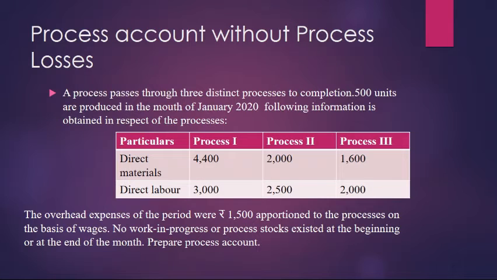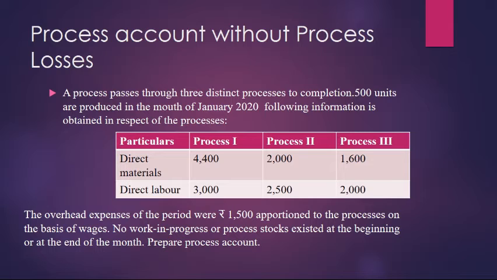Process costing: there are so many adjustments related to process cost preparation and formulation. Firstly, we'll see a process account without a process loss. With an example, a product passes through three distinct processes to completion. 500 units are produced in the month of January 2020. The following information is obtained in respect of the process.